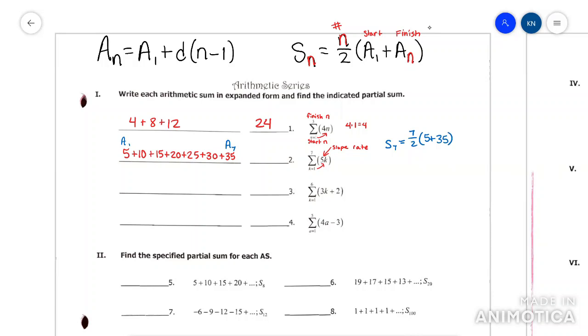And so you don't have to sit there and go 5 plus 10 is 15, plus 15 is 30, plus... You don't have to waste your time like that. You can just punch it into this equation. So this right here would give you 40. 7 halves times 40 is 140. You could have just punched it straight into the calculator as well. So this is how we're going to do a lot of things on this arithmetic series. So that's how you would do these next 2 problems. Let's move on.